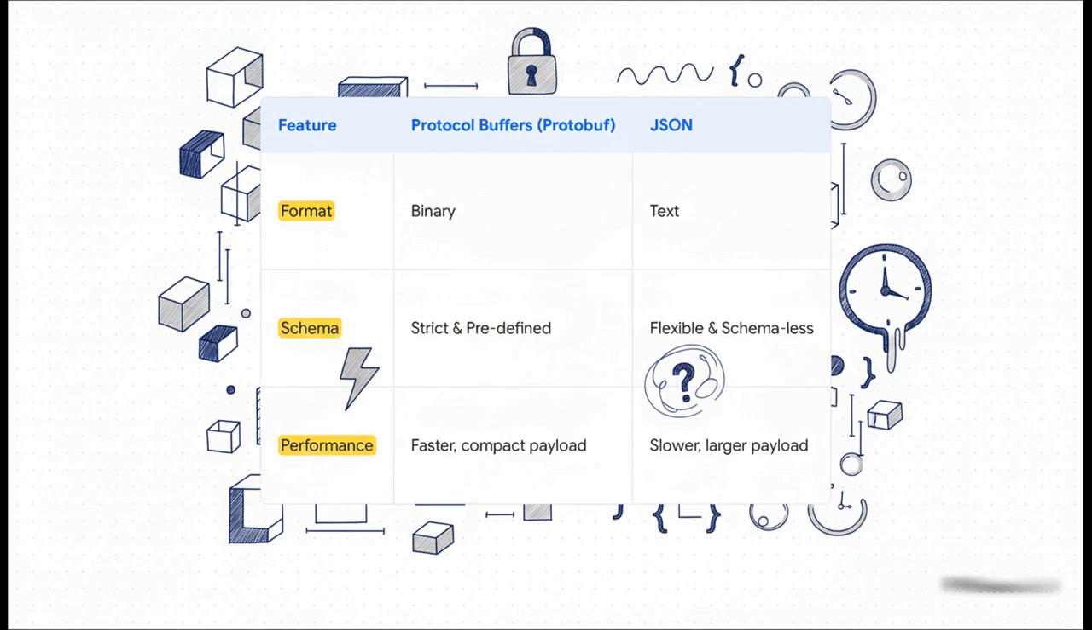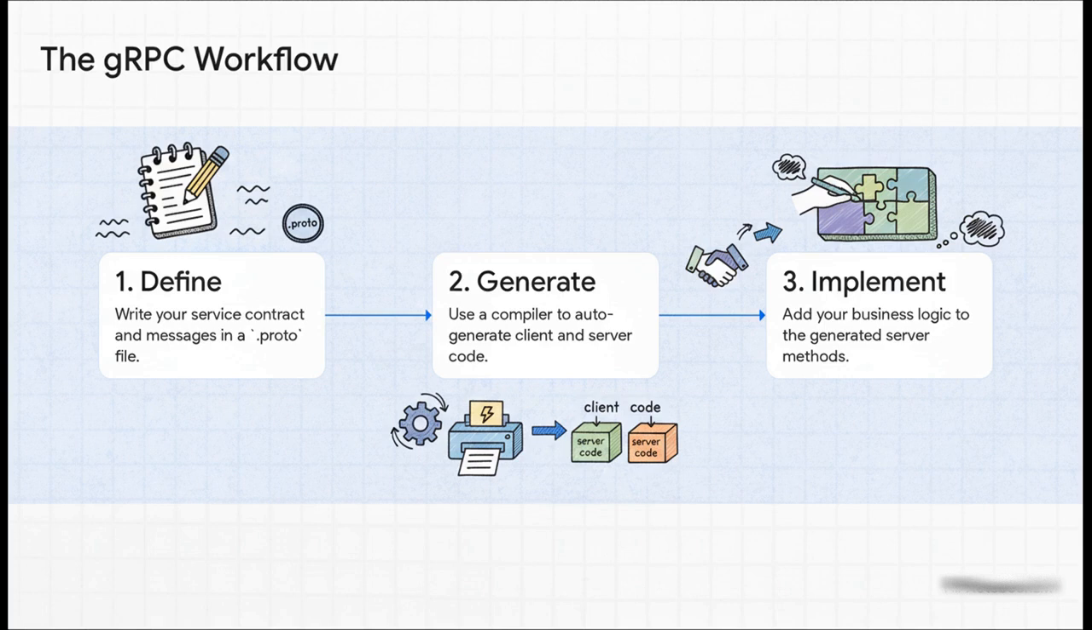So yeah, you give up a little of that free-for-all flexibility you get with JSON, but what you get in return is a massive boost in speed and reliability. So what does the actual workflow look like? It's surprisingly simple, really just 3 steps.